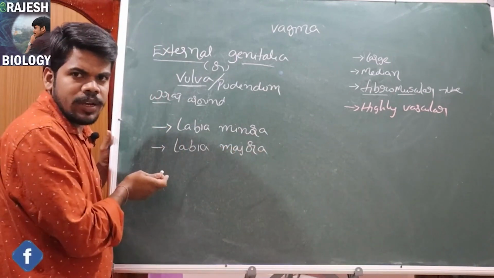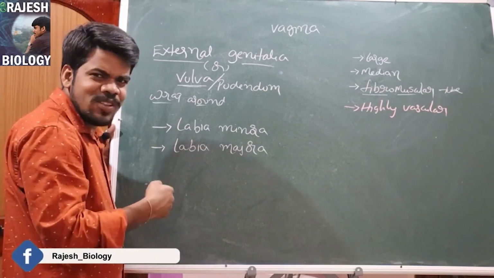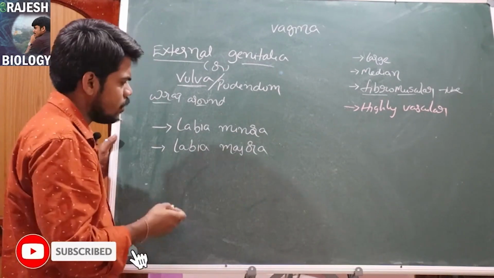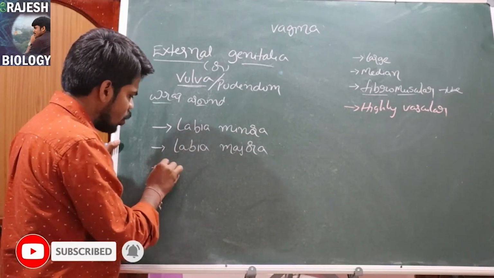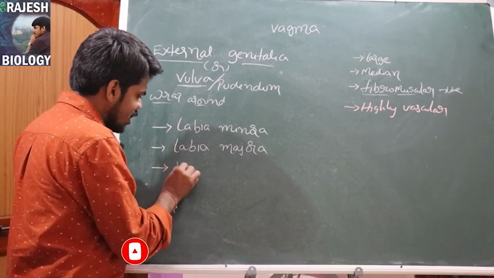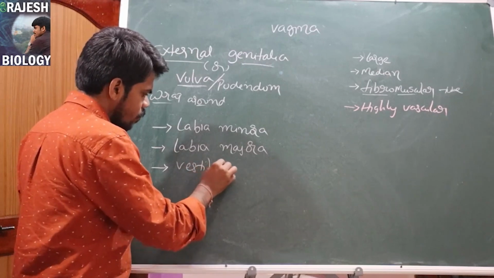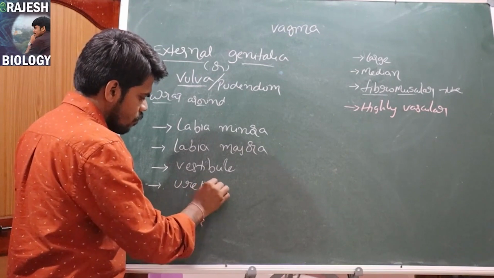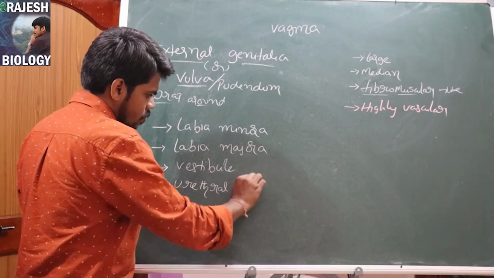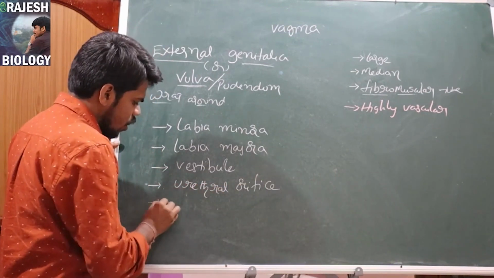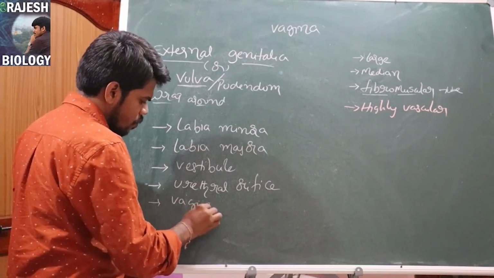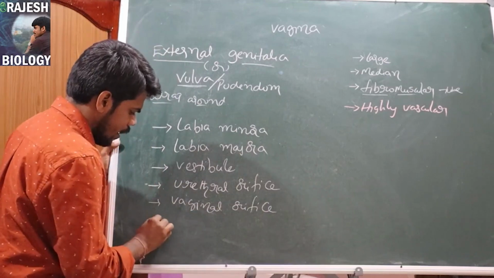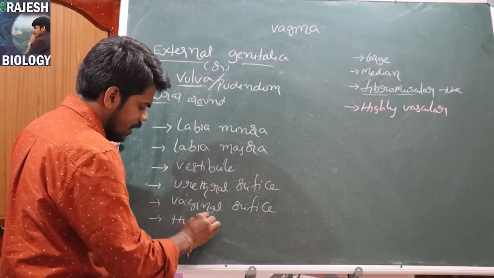Remember these words. Try to say these words twice. Then you can understand the concept when I explain it. Labia minora, labia majora, and vestibule, urethral orifice, vaginal orifice, and hymen layer.